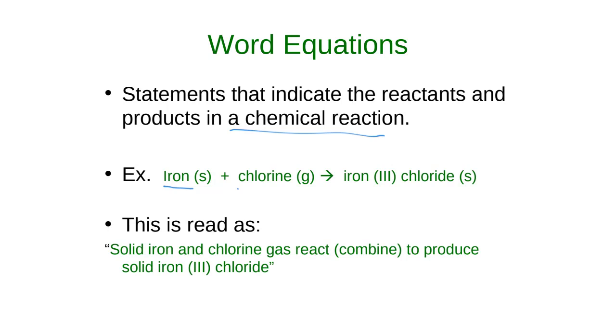In this equation, iron, that is solid in state, and chlorine, that is gaseous, react together and they are making iron 3 chloride. Okay, so iron 3 chloride means here the oxidation state of iron is 3. You can also read this as solid iron and chlorine gas react to produce solid iron 3 chloride. Okay, for iron there are two oxidation states, one is +2 and one is +3. So here the iron is in +3 state, so that's why it is written as iron 3 chloride.